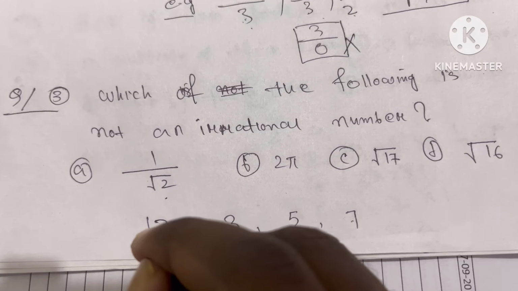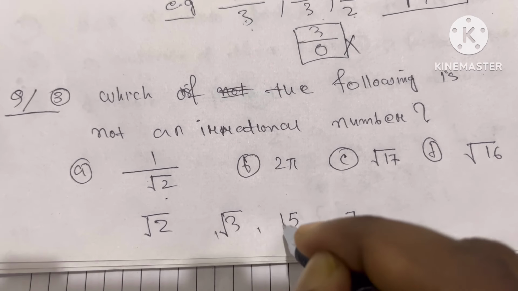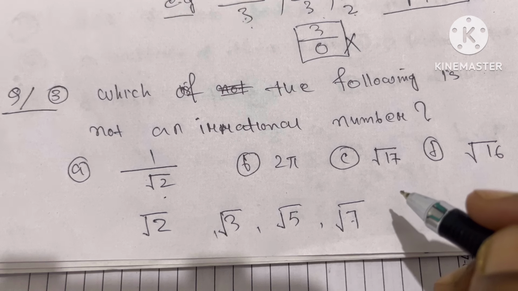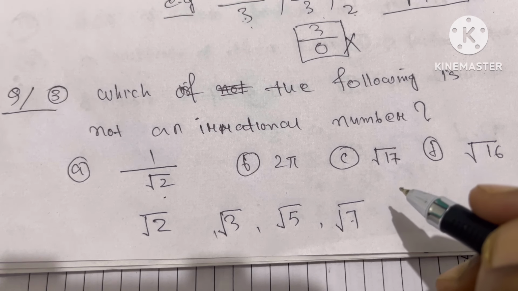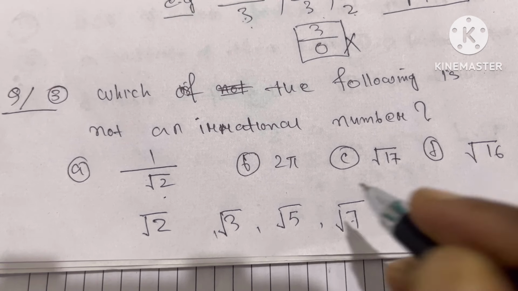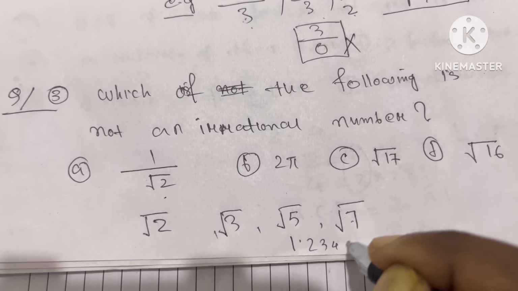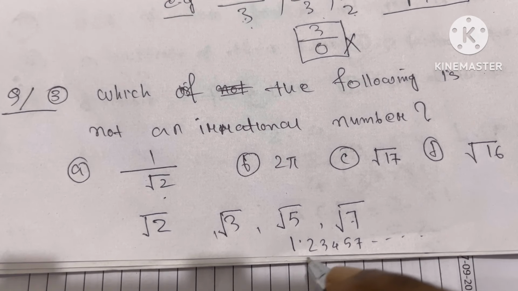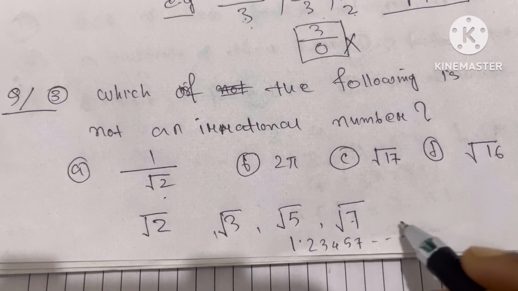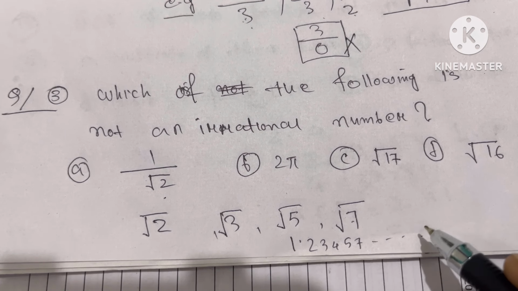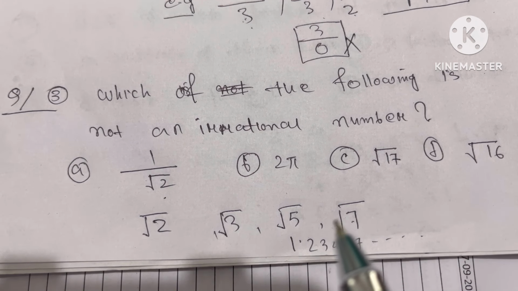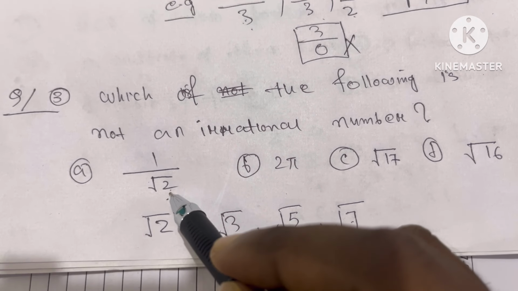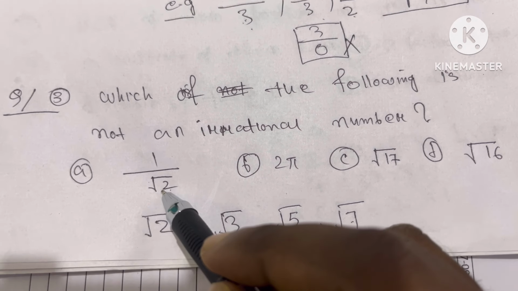So if you take root 2, root 3, root 5, root 7, you will get a non-terminating, non-repeating decimal number. Means we'll get something like 1.23457 and so on. So these are irrational numbers. Always remember, the square root of prime numbers are irrational numbers. So 1/√2, 2 is a prime number, so √2 is an irrational number.